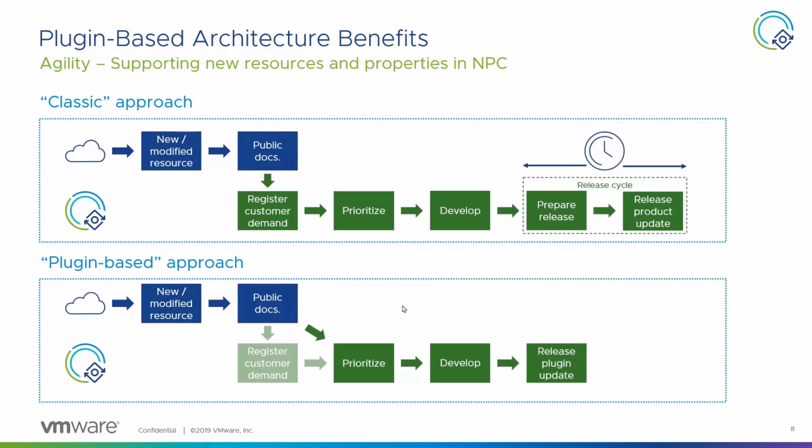With the plugin-based approach, it's a lot faster because instead of directly updating the product code or the solution code, all we have to do is release a plugin update that Aria Automation uses to support the new modified resources. So basically, we have agility and are able to support the new resource and its properties a lot faster than going through the classic approach that Aria Automation uses today.